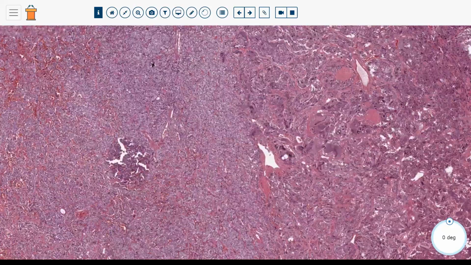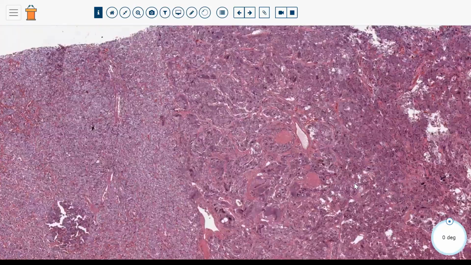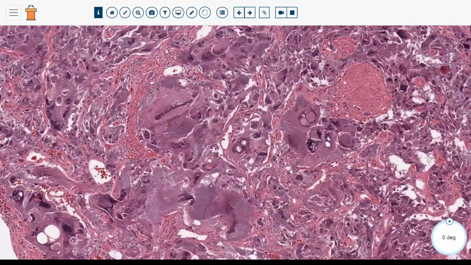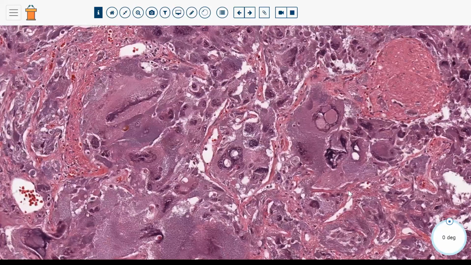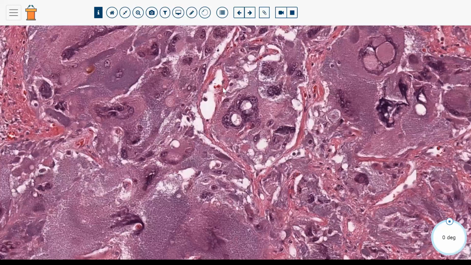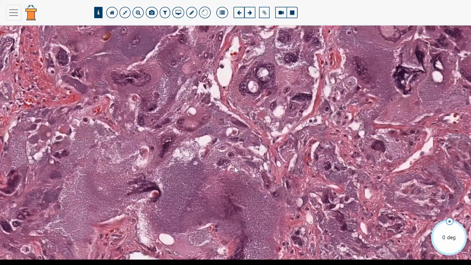And in this particular case, if you spent any time looking at it before this, you might notice that there are areas with a whole lot of cytologic atypia in the same specimen. So here we have some big giant tumor cells, with this one having multiple intranuclear cytoplasmic invaginations, or cytoplasmic inclusions. Here's another big nucleus with two large intranuclear cytoplasmic invaginations.